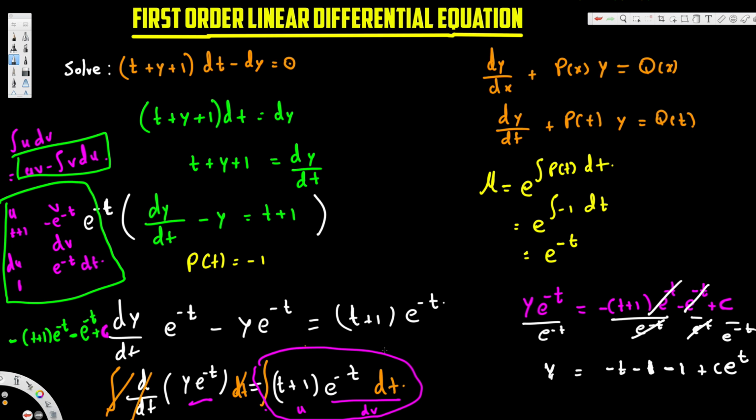So finally we can write our answer as y equals minus t minus 2, because minus 1 minus 1 is minus 2, plus c e^t. So this is going to be the general solution of this differential equation, and that's how we do this kind of problem. I hope this helps.